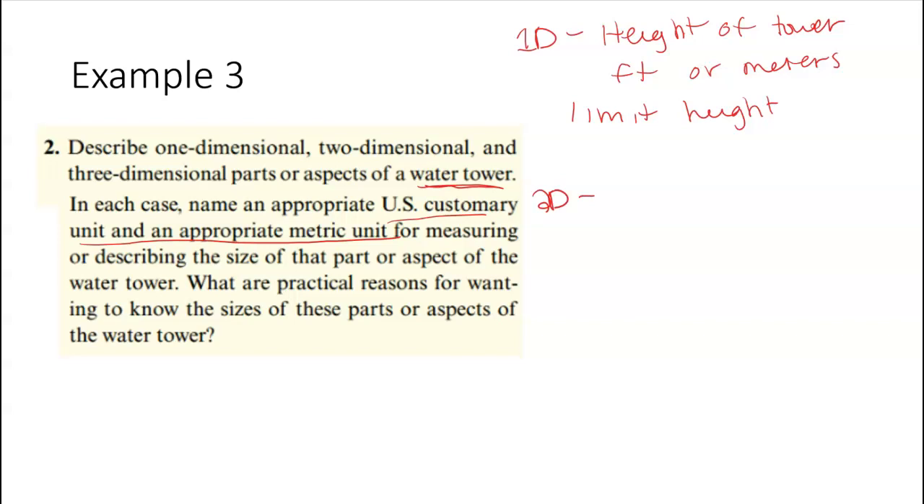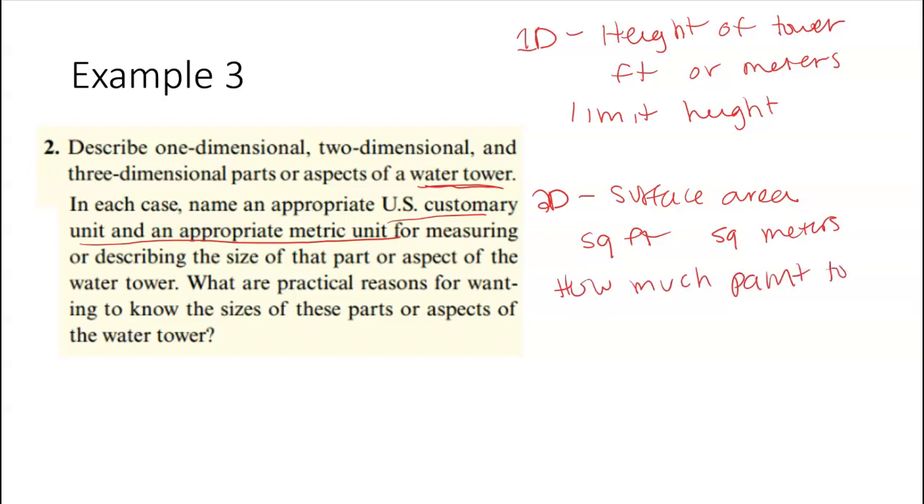All right, let's look at two-dimensional. This might be the surface area of the water tower. And that would be in square feet or square meters. And why might we want to know this? Well, what if we want to know how much paint to cover it? We have to determine maybe the cost of the paint, or how many painters we need, or how many gallons to buy.